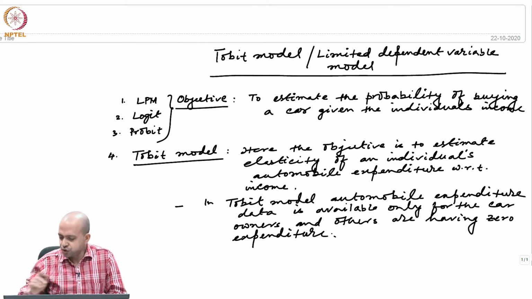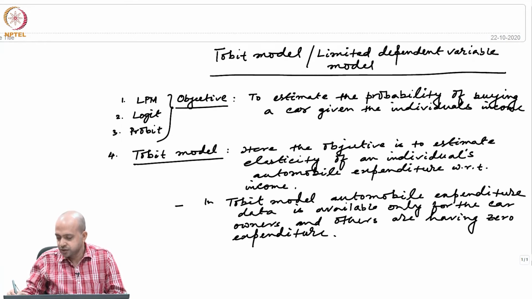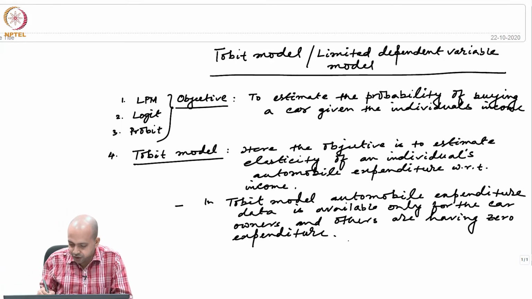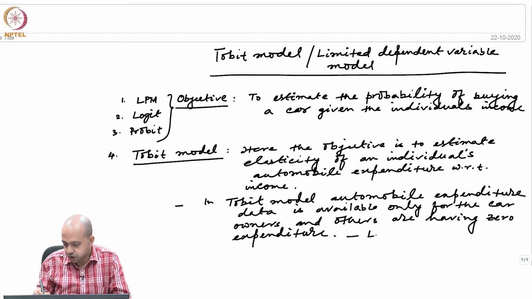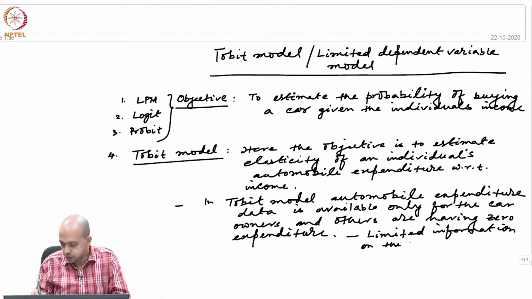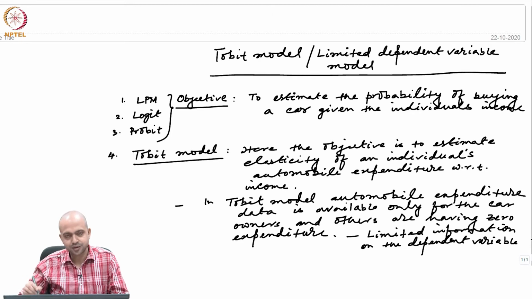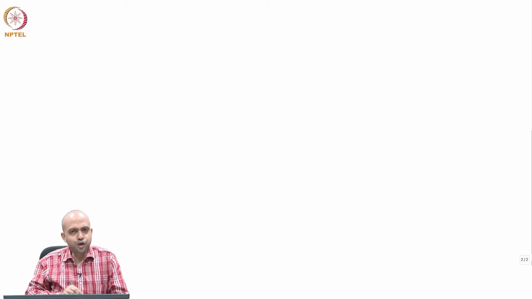Now, the question is, how will you model this situation? That is why the name limited dependent variable, limited information on the dependent variable. Now, how will you model this situation?